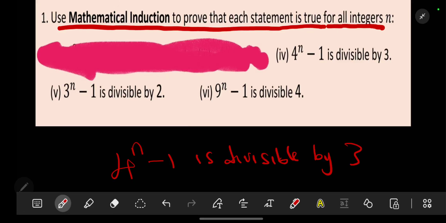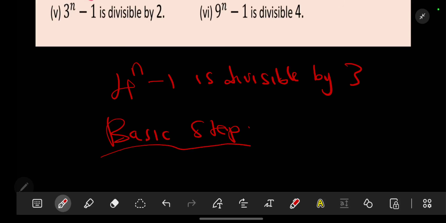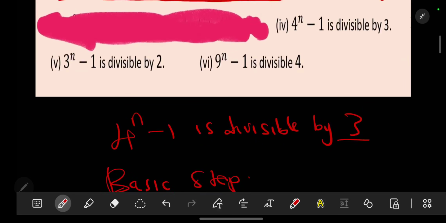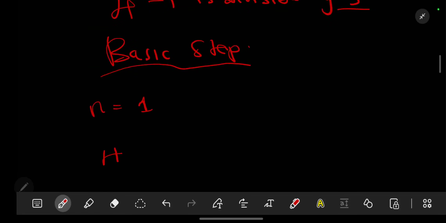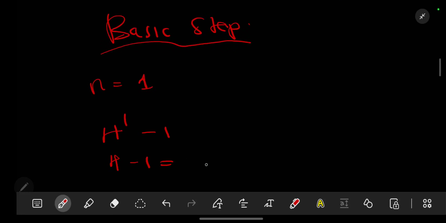So what are some of the things you have to do? The first step that you are going to take is the basic step. Under the basic step, you're going to take a number such as n is equal to 1 and see whether or not it is divisible by 3. So what are we going to have? 4 to the power 1 minus 1 is 4 minus 1, which will give us 3. So 3 is divisible by 3.